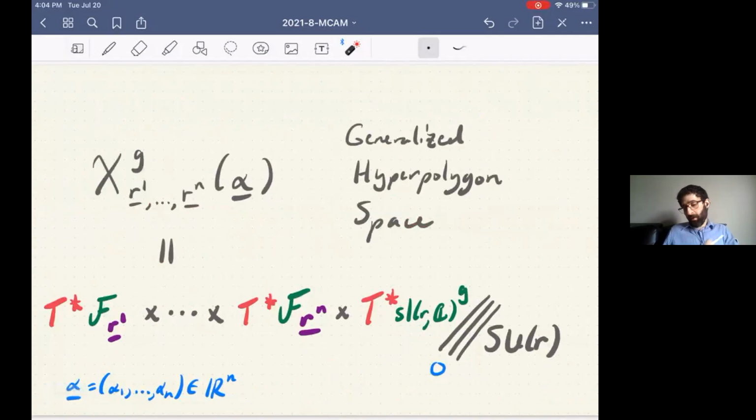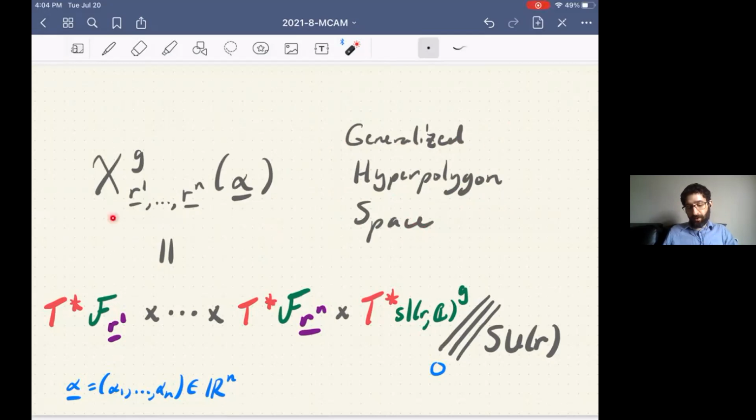And this is what we call hyperpolygon space, or generalized hyperpolygon space. So the original hyperpolygon space was studied by Konno, and also by Harada and Proudfoot, and then by myself and others, and also Alicia Mandini and Leonor Godinho as well. But this generalized version of it is where you have the loops at the center.